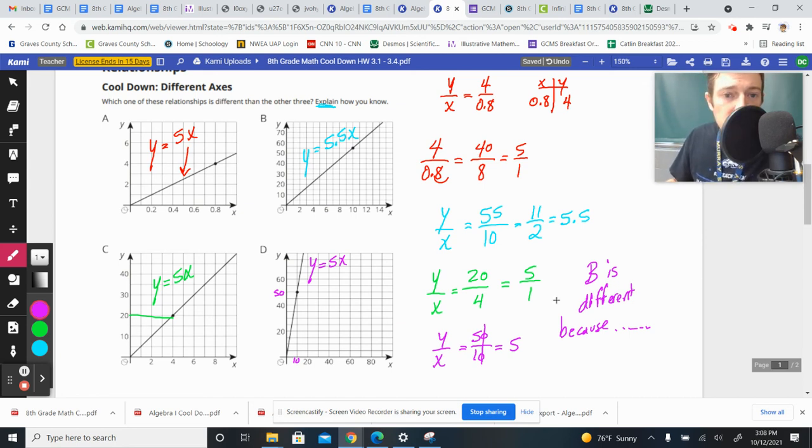You could say B is different because its constant is different than all of the others. It has a different constant of proportionality. It has a different slope. You could even say that because rise over run works for this as well. And you'll notice y over x, that's rise over run. That's the change in rise and the change over run. So it's all connecting to what we're doing from last unit too. But that's why B is the one that you need to select for this particular one.